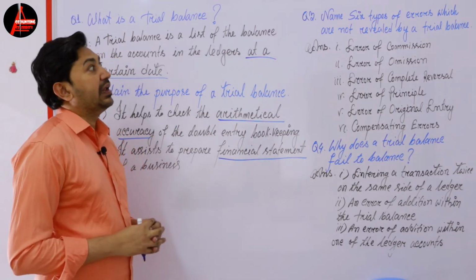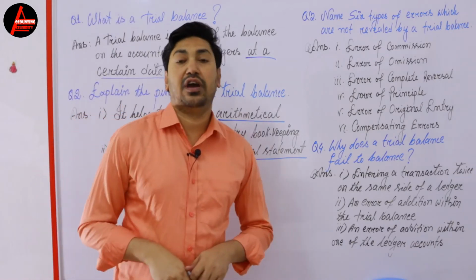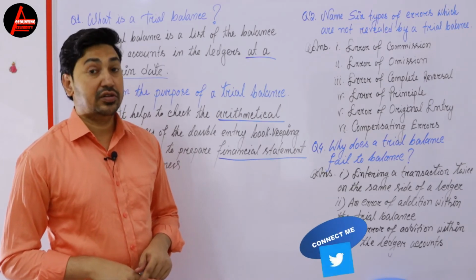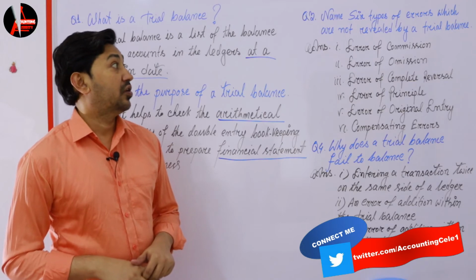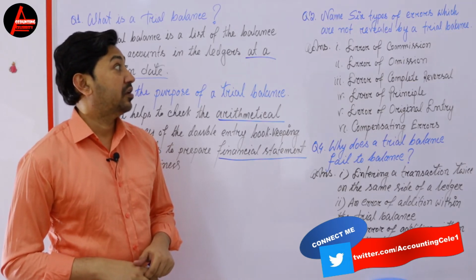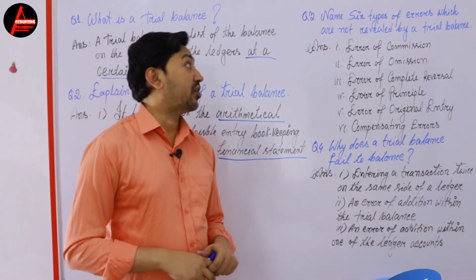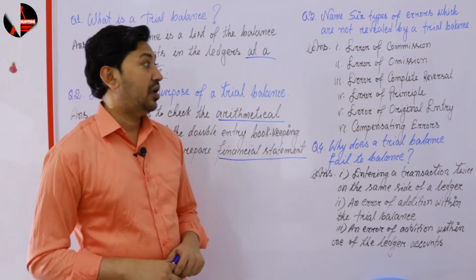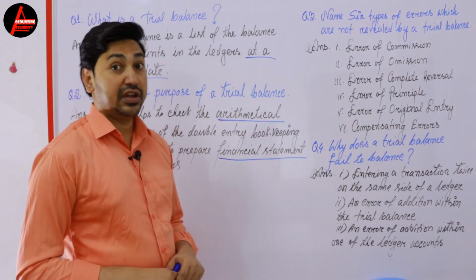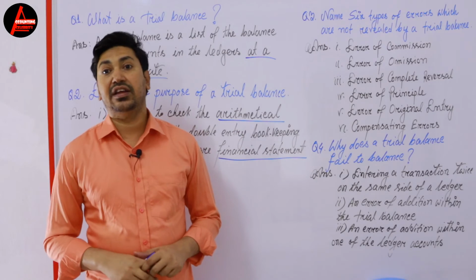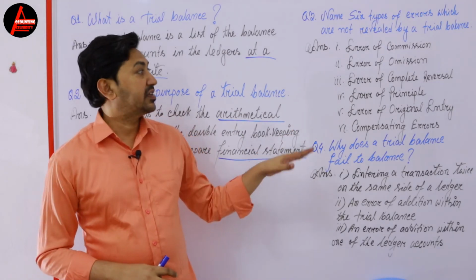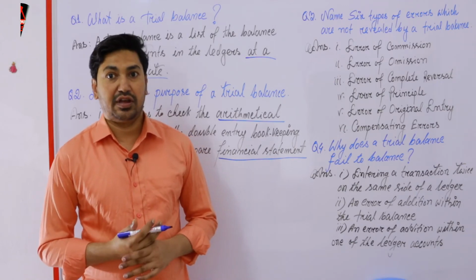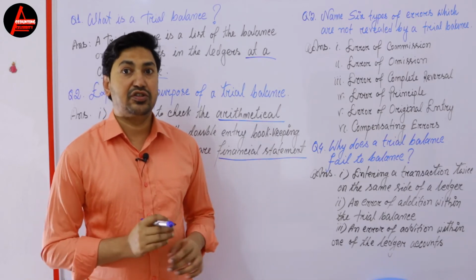Question number 3. Name 6 types of errors which are not revealed by a trial balance. This is also an important question. So like what are the errors here? 6 errors. First one is error of commission, error of omission, error of complete reversal, error of principle, error of original entry, and compensating errors. So here 6 types of error given, but in the exam maybe you will get 2 errors, 3 errors. Okay, so all 6 will not get together, but you should learn.